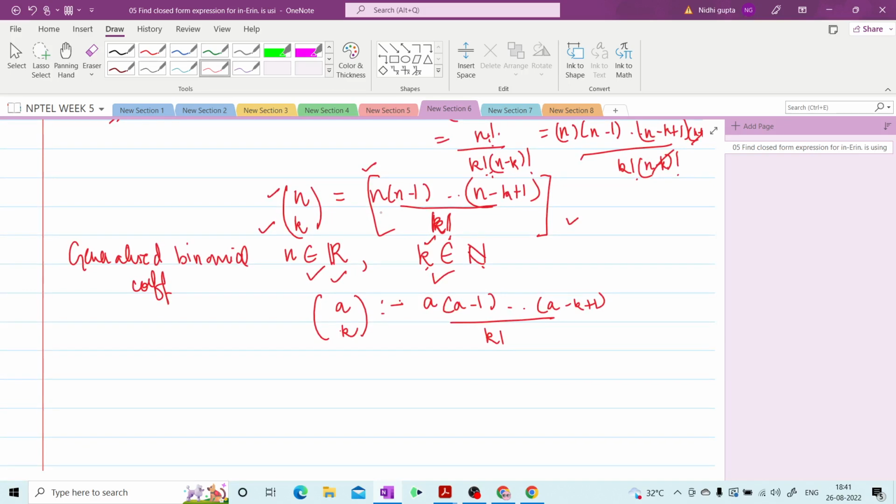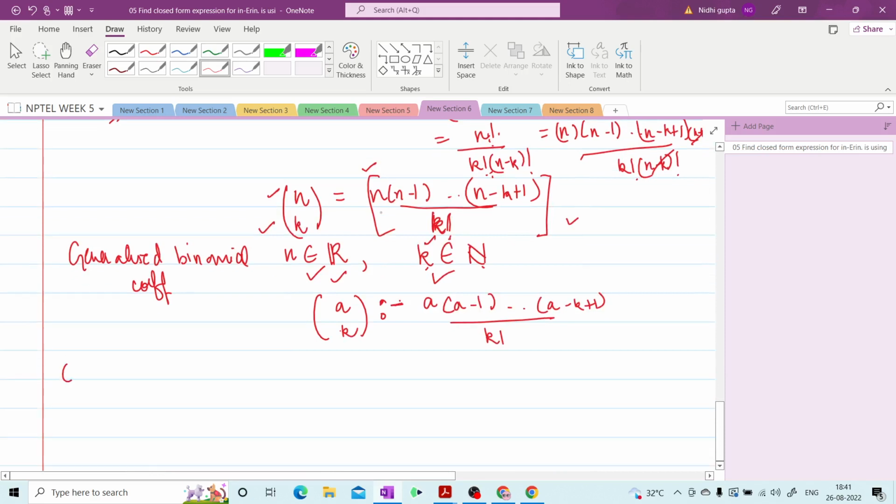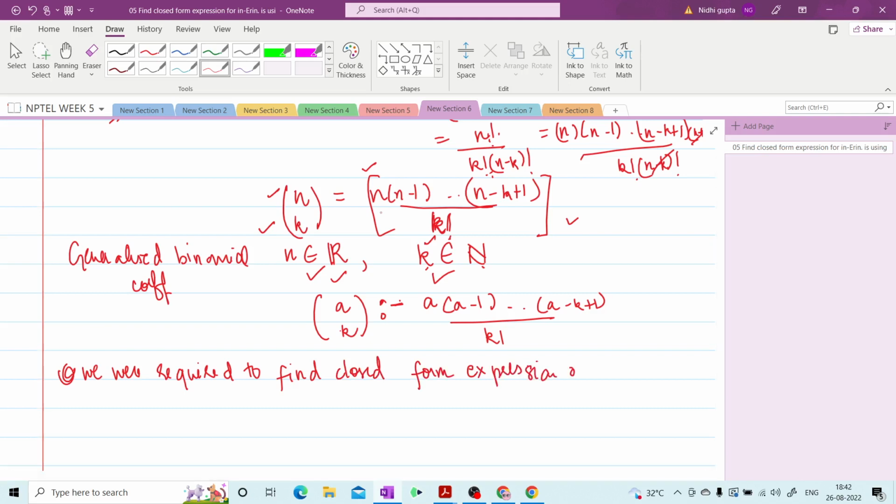Yes. This is the definition. Okay. So now we were required to find the closed form expression of that term, the sum of k(n minus k) going from 0 to n.